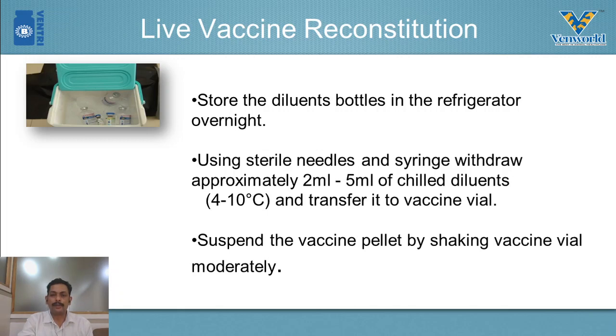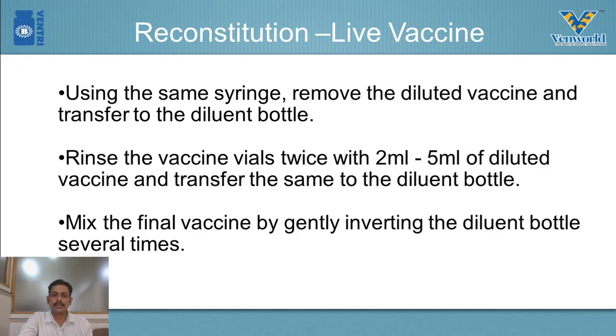After that, to mix the diluent with the vaccine, we shake the vaccine vial moderately so that the vaccine will properly mix into the diluent. Then, using the same syringe, we remove this diluted vaccine and transfer it to the diluent bottle. After that, rinsing the vaccine vials twice or thrice is important, because all the material attached to the vial can be recovered by this rinsing procedure. Then mix the vaccine by gently inverting the diluent bottle several times. So this is the reconstitution step which we do before live vaccination.